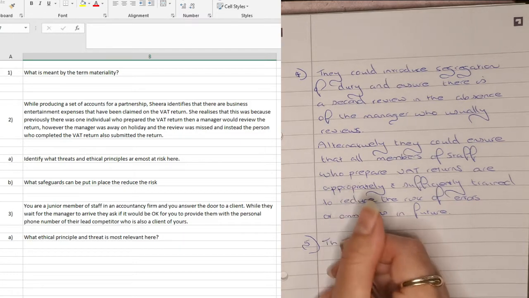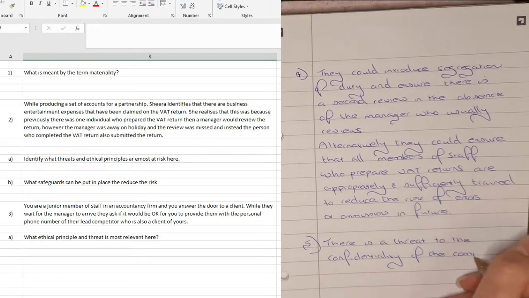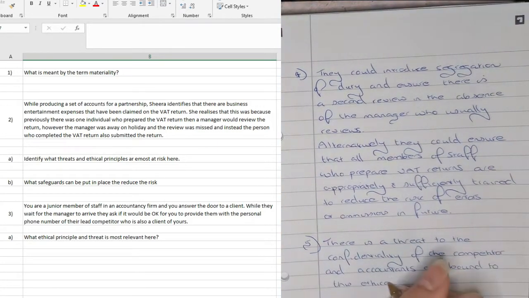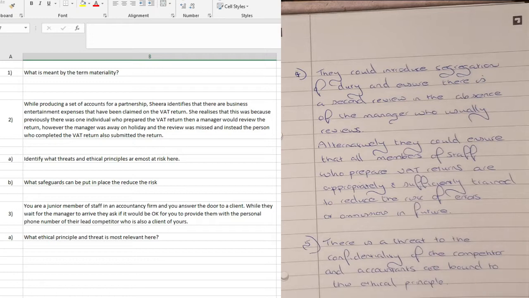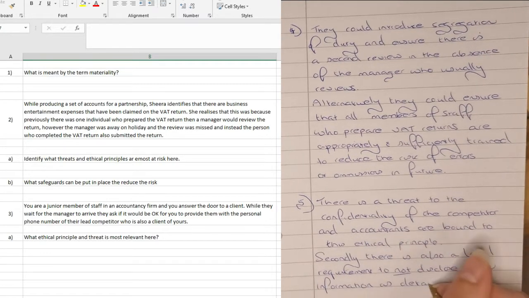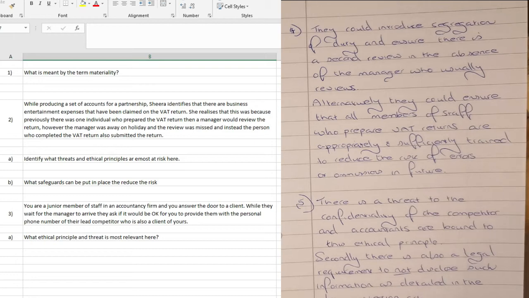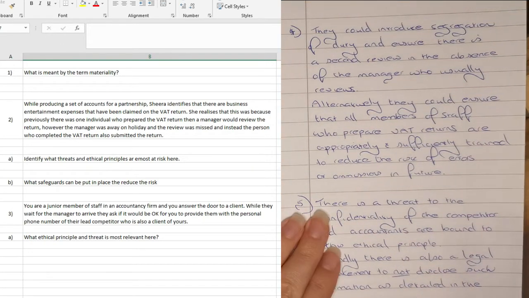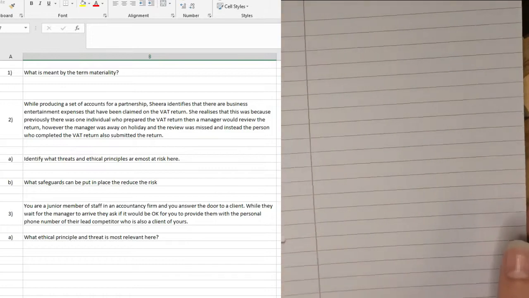So here, there is a threat to the confidentiality of the competitor and accountants are bound by this ethical principle. And secondly, there is also a legal requirement to not disclose such information as detailed in the Data Protection Act. So appropriate authority must be given before any such information is being disclosed. So let's move on to the next question.